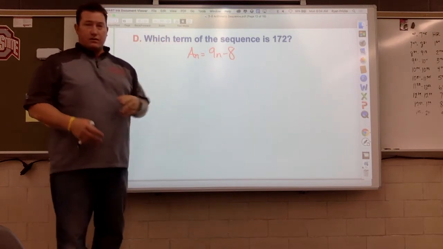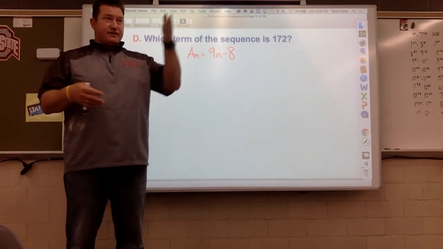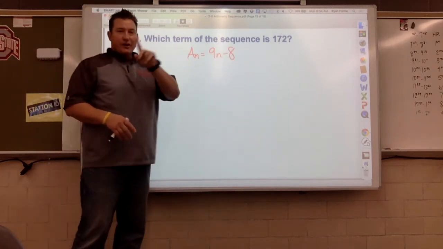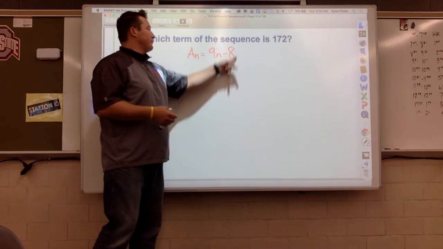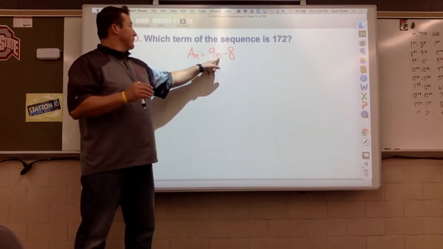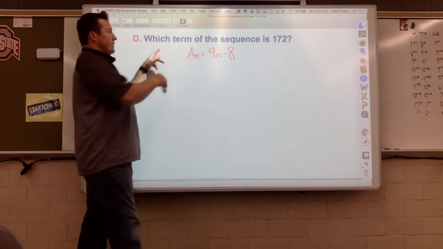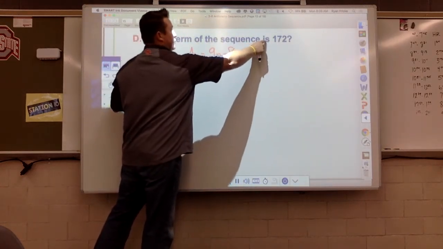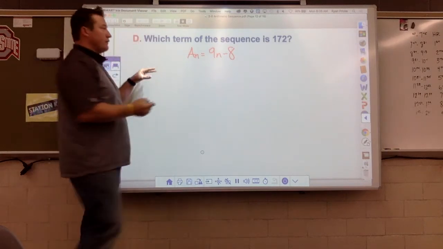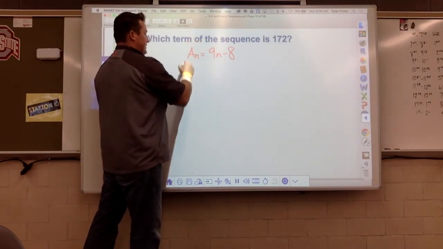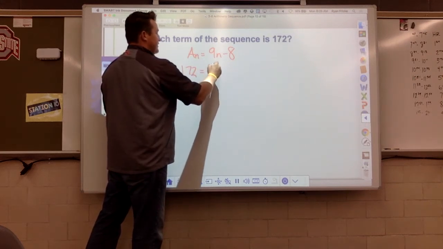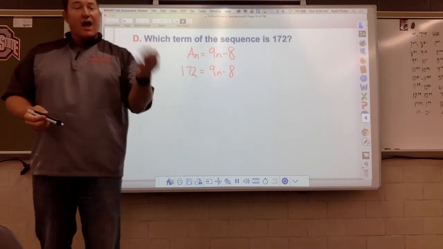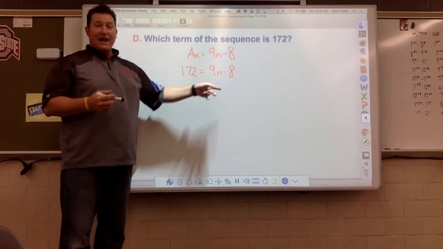So which term is that? Is that the 18th term or the 19th term? I don't know. But here's what we can do. Because we have our formula, remember, n represents the term number. So if they're saying this equals 172, solve for n. I'm literally just going to replace this with that value, 172. Now I'm going to solve my equation for n, and when I do this, we will know what n is equal to.